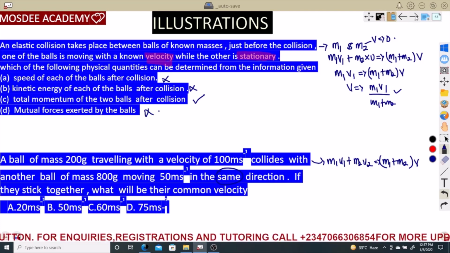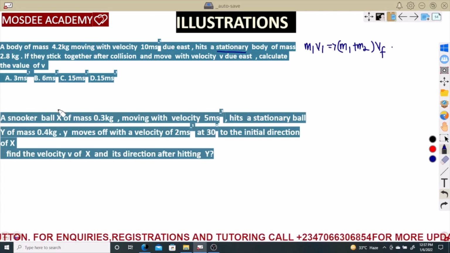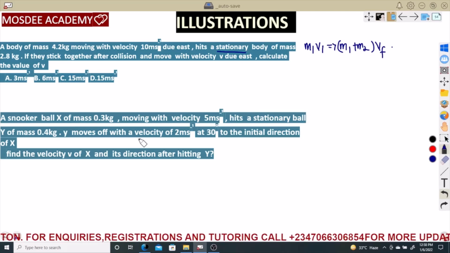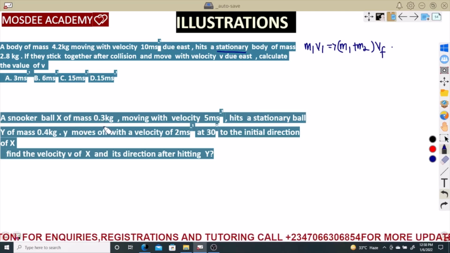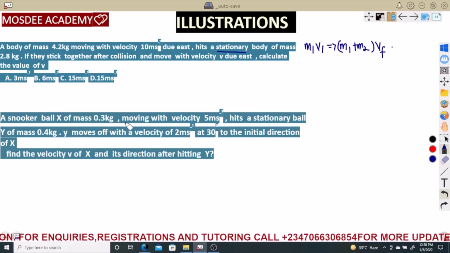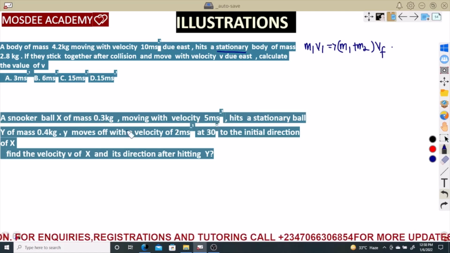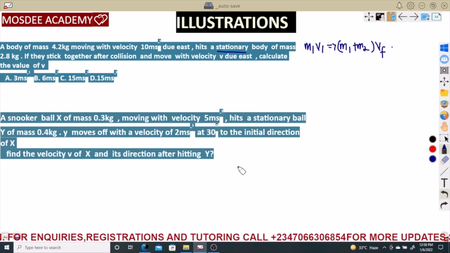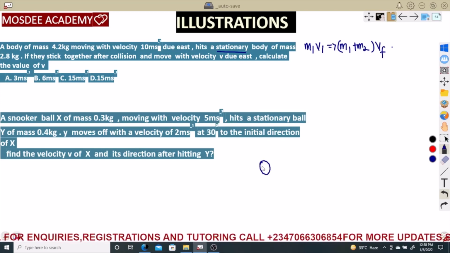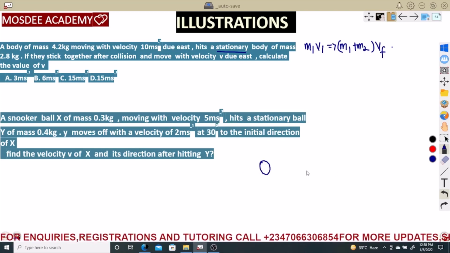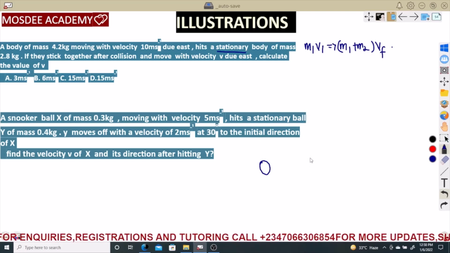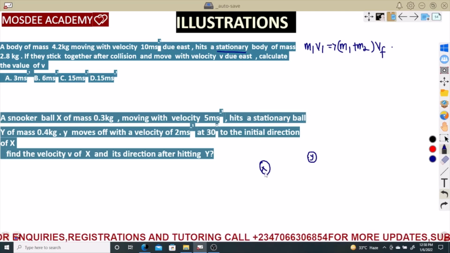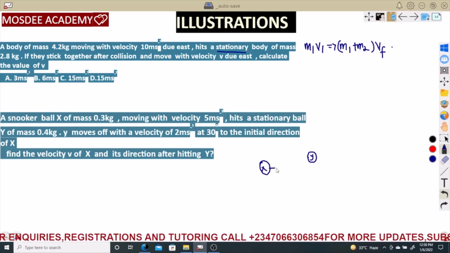So the next one, which is the last question for the slide: a snooker ball X of mass 0.3 kg moving with a velocity of 5 meters per second hits a stationary ball Y of mass 4.4. Oh wow. Snooker ball X and a stationary ball Y. So let's say Y is like this. This is Y, this is X. So now X is moving with 5 meters per second.